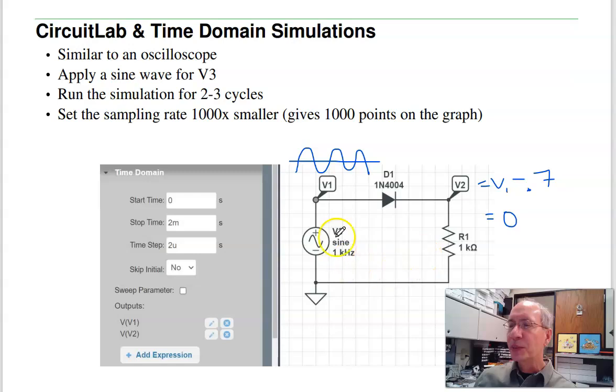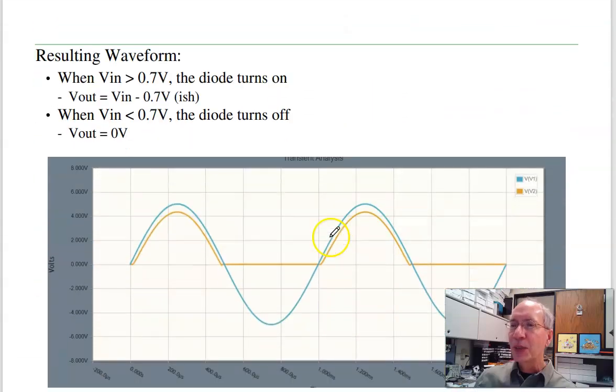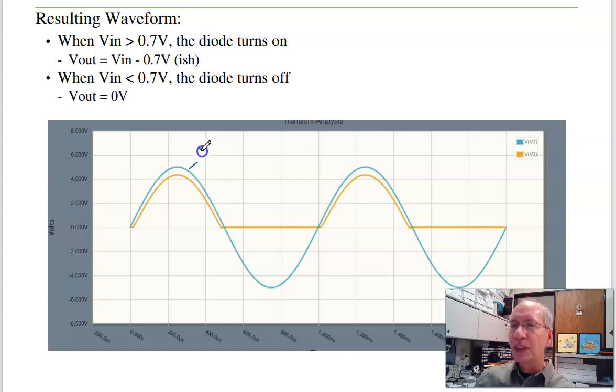Let's do a time domain simulation. This is 1 kilohertz, so let's run it for 2 cycles, 2 milliseconds. Make the step size 1,000 times smaller, 2 microseconds. And let's look at V1 and V2. When I run that in CircuitLab, here's what I get. I see that V1 is right here. That's my sine wave. The orange line is V2.